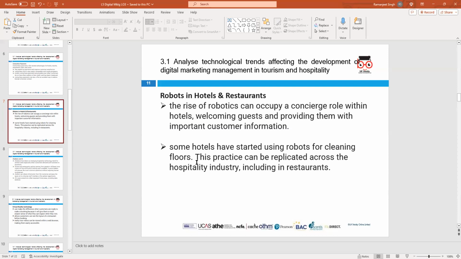These robots also serve customers. You know, they serve food, and they act as waiters in restaurants. They deliver food and so on.